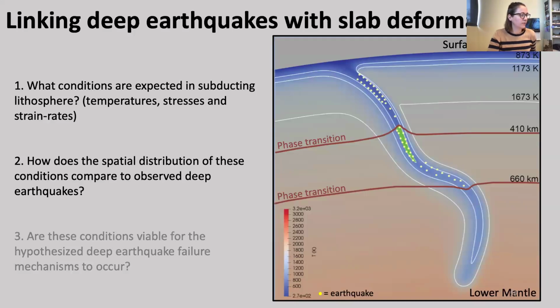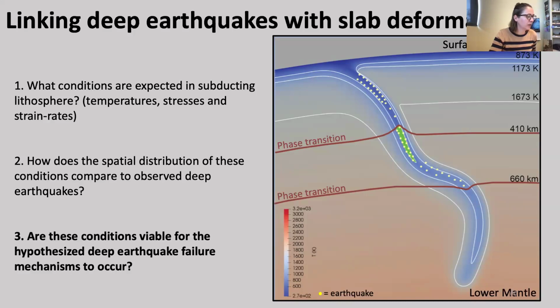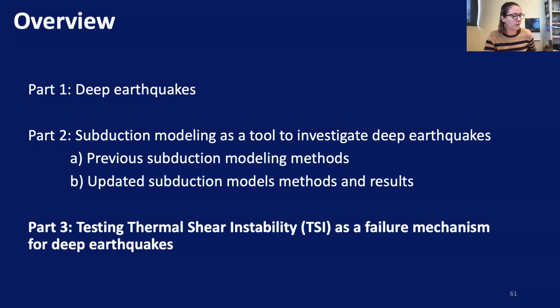So that is answering those first two questions about what the conditions are and how these compare with deep earthquakes, and I've shown you the method and the roadmap forward. And then, as I said, at the end here I'll talk a little bit about this future work that I've started as well, to think about whether or not these hypothesized failure mechanisms that I mentioned are feasible in the deep slab. So I'll talk about this last part at the end here: thermal shear instability.